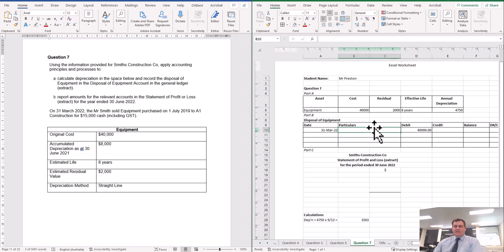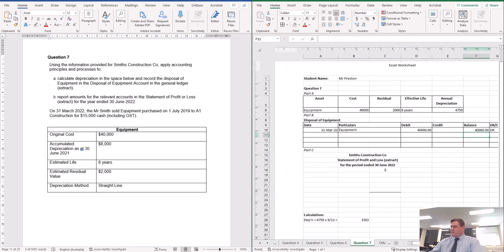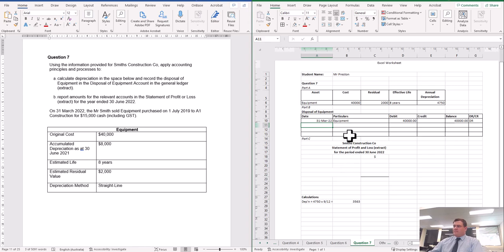So I'm going to credit the asset account by $40,000, and the asset account in this case is the equipment. So I'm crediting the equipment by $40,000, and I'm debiting my disposal account, which is the account I'm recording for $40,000. That will then give me a balance of $40,000, and that's obviously a debit balance. So there we go. So that's the second step, to close the cost of the asset to the disposal account. Now I'm going to close the accumulated depreciation off to the disposal account. So obviously it's coming from the accumulated depreciation account.